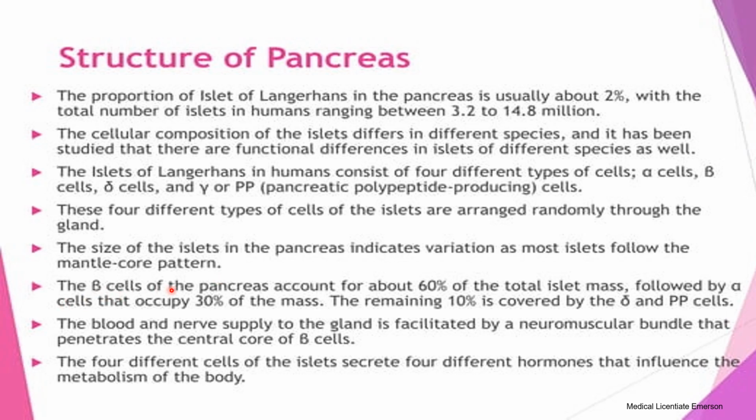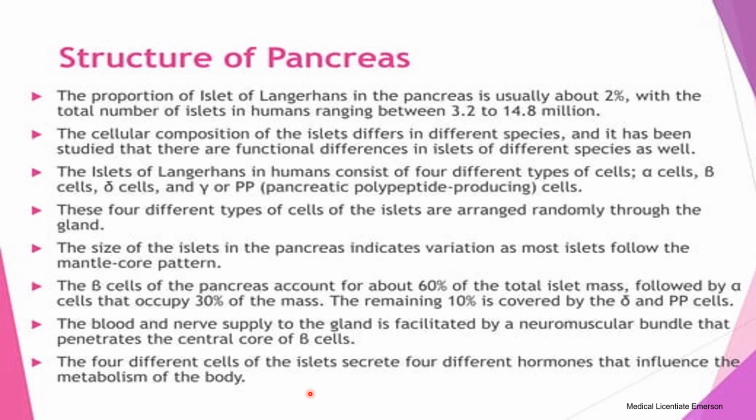Then the beta cells of the pancreas account for 60% of the total islet mass, followed by the alpha cells that occupy 30% of the mass. Then the remaining 10% is covered by the delta and the pancreatic polypeptide producing cells. Then the blood and the nerve supply to the gland is facilitated by a neurovascular bundle that penetrates the central core of the beta cells.